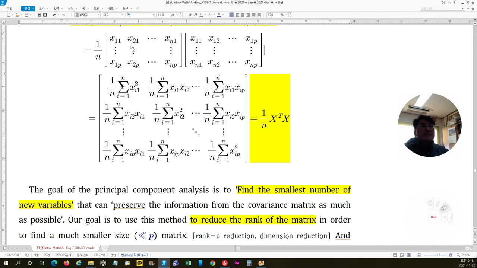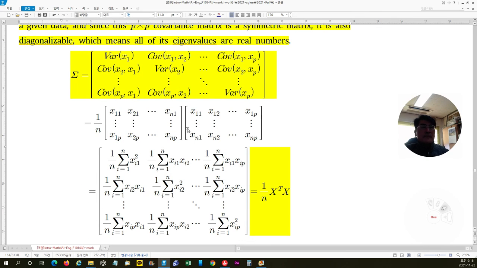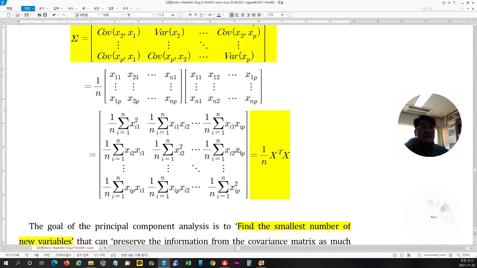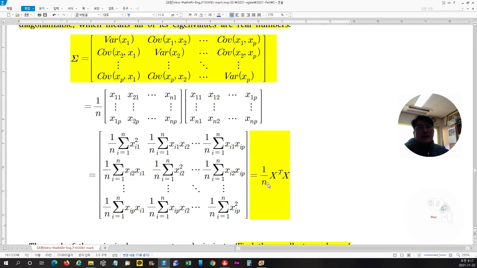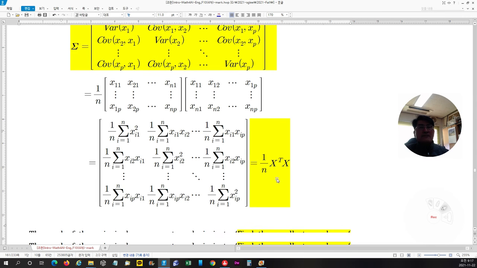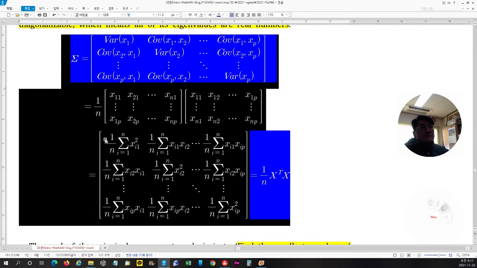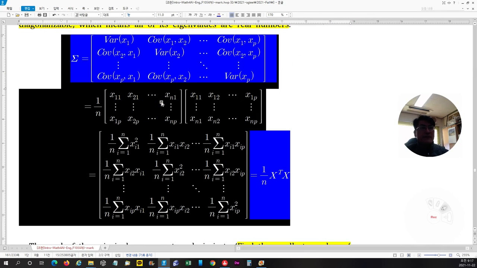So if you have a mean-centered data matrix X, then we can find the covariance matrix by 1 over n times X transpose times X. This is why you have learned the definition of variance and covariance.